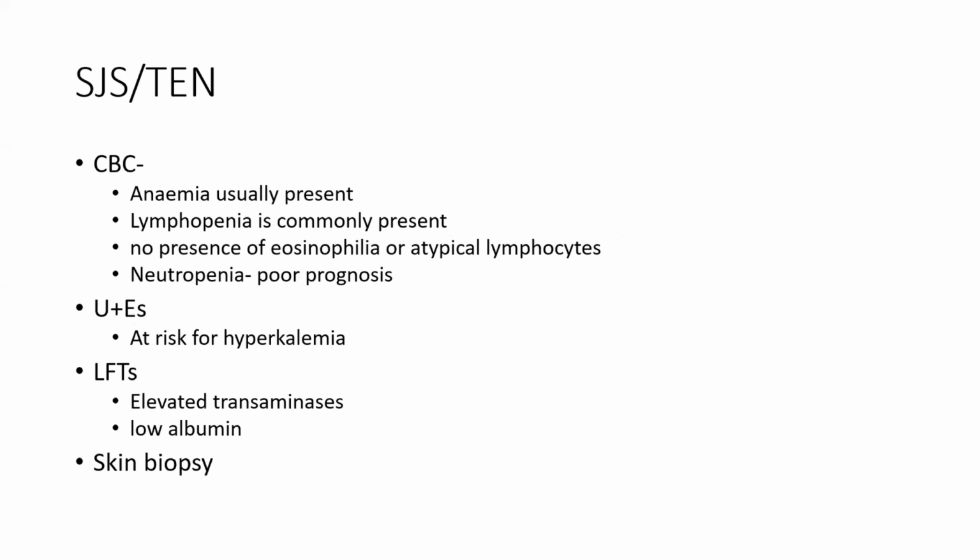The presence of neutropenia is indicative of poor prognosis. In the urea and electrolytes, you want to take a look at the potassium, especially because they're at risk for hyperkalemia, and that is one of the main reasons that they could die instead of the actual disease itself.